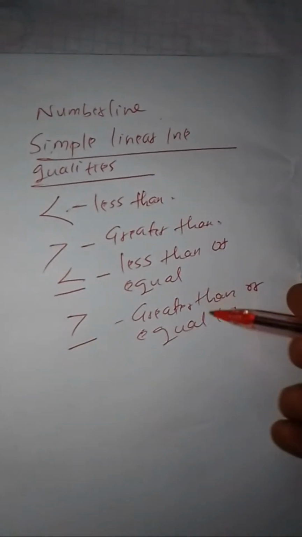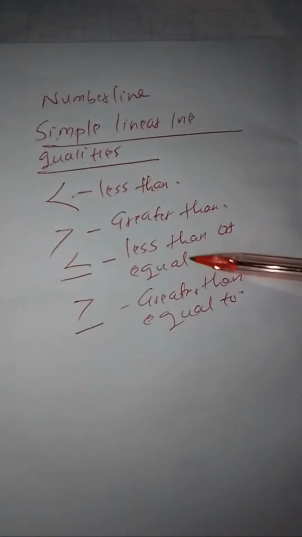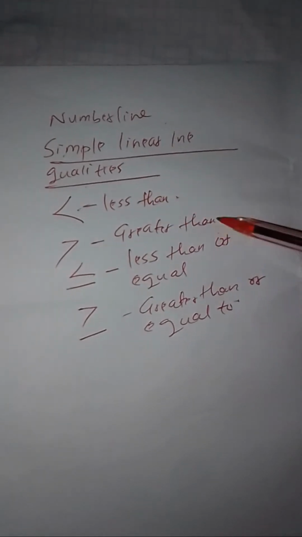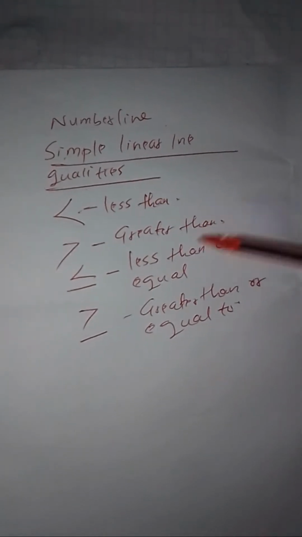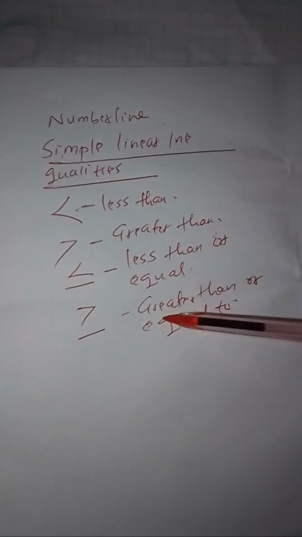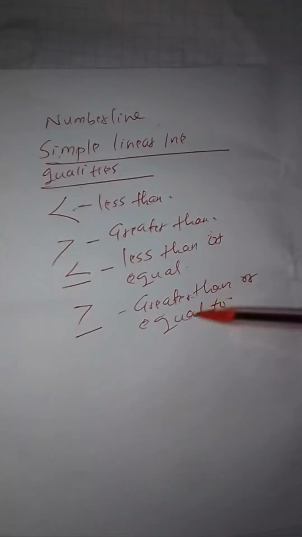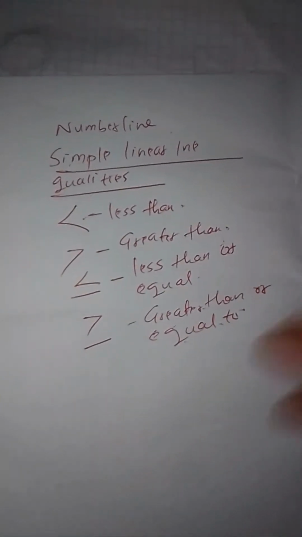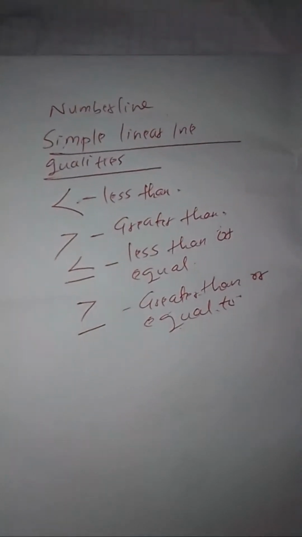So these are the symbols that you use in inequalities. This is the symbol for less than, this is the symbol for greater than, this is the symbol for less than or equal to, and this is the symbol for greater than or equal to. Okay, so we have several inequalities that we want to talk about.